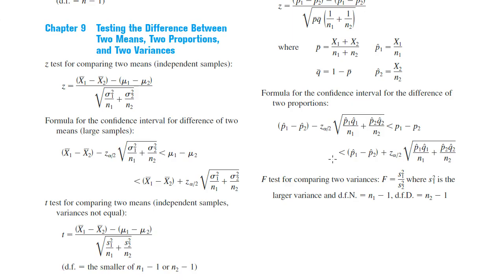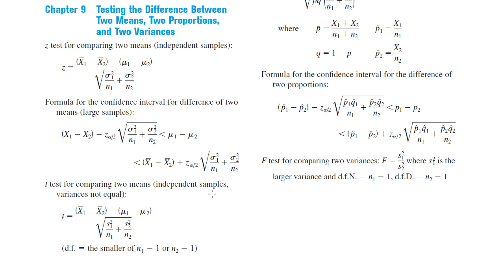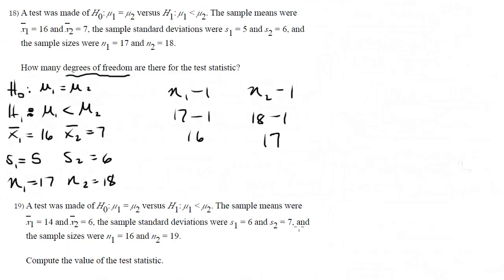Go back to my formula sheet. It tells us, t-test for comparing two means, independent samples, variance is not equal. Degrees of freedom is the smaller of N1 minus 1 or N2 minus 1. Whichever degrees of freedom are smaller, that's the one we use. So the degrees of freedom for N1 are smaller. My degrees of freedom is 16. That's number 18.